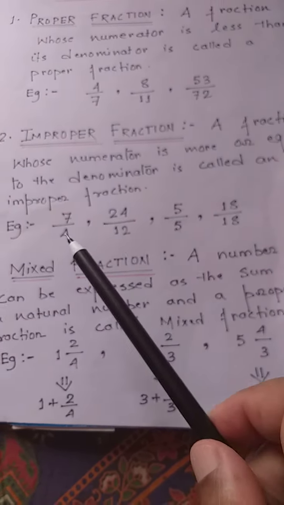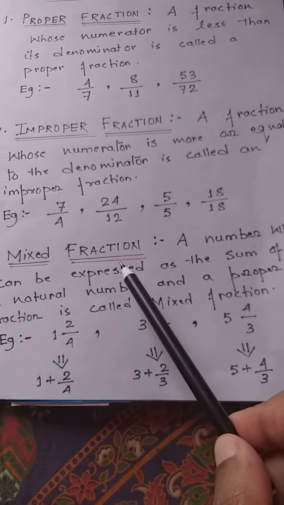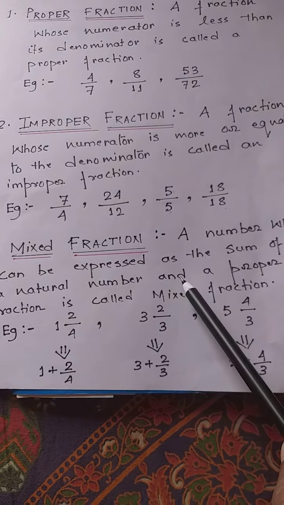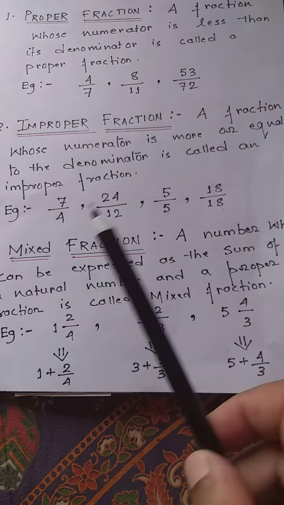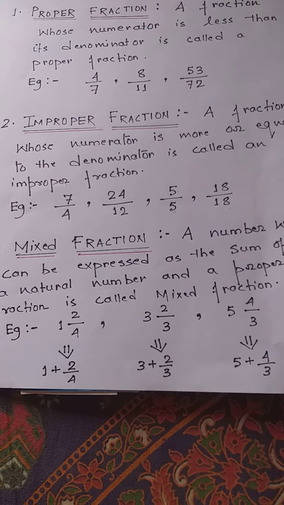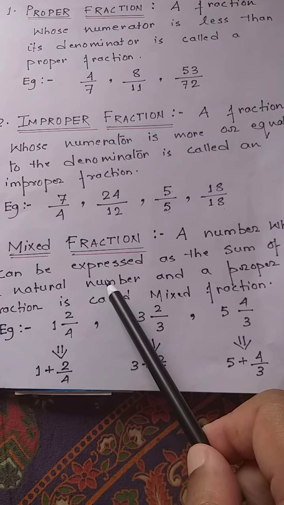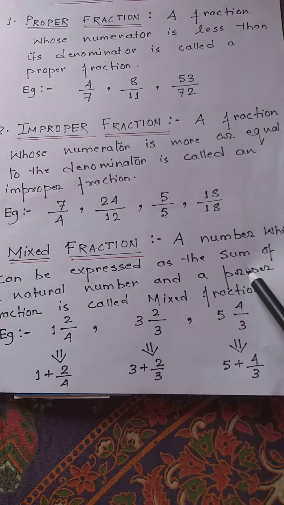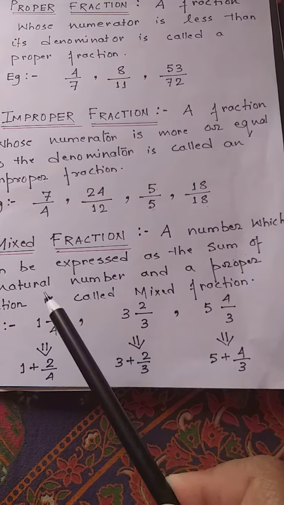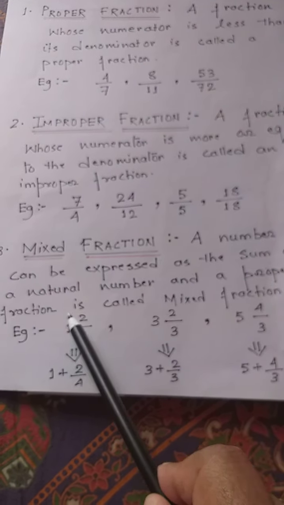Now what is the mixed fraction form? Now this is very interesting, students. A mixed fraction is what? A number which can be expressed as the sum of a natural number and a proper fraction. We know that a natural number is a counting number: 1, 2, 3, 4, 5 and so on. So it is a combination of one natural number and a proper fraction, where the numerator is less than the denominator. It's called a mixed fraction.